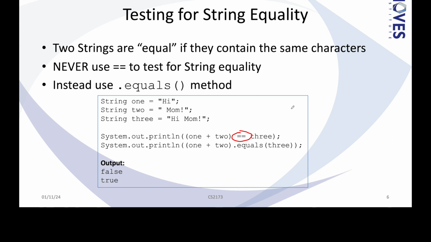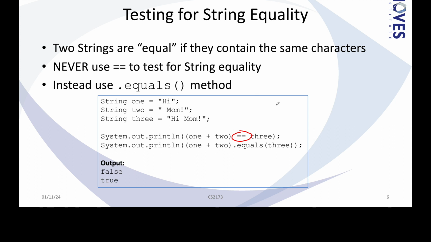Are these the same object? For strings, I can have two strings that have exactly the same characters. If I look at them, they're going to look like they're the same, but they're not going to be the same object. And so equals doesn't work.